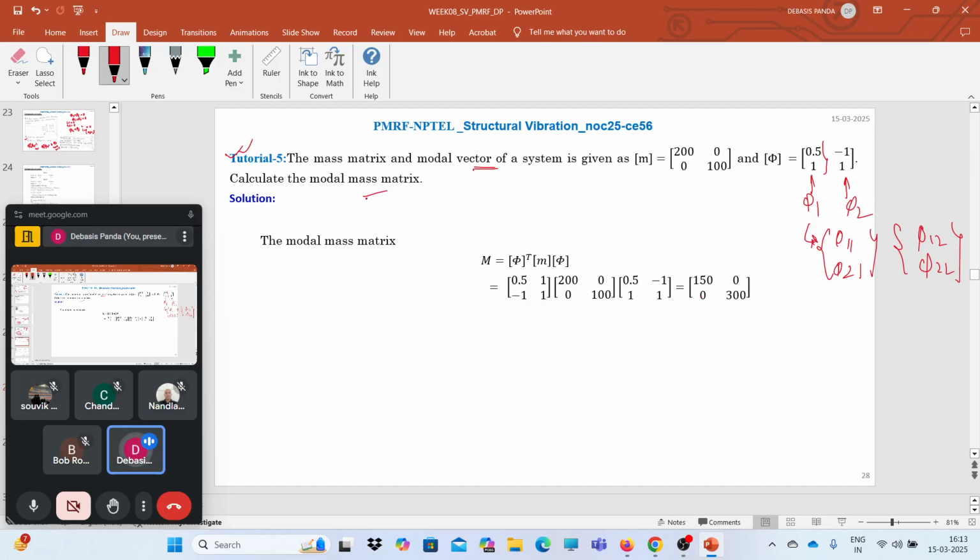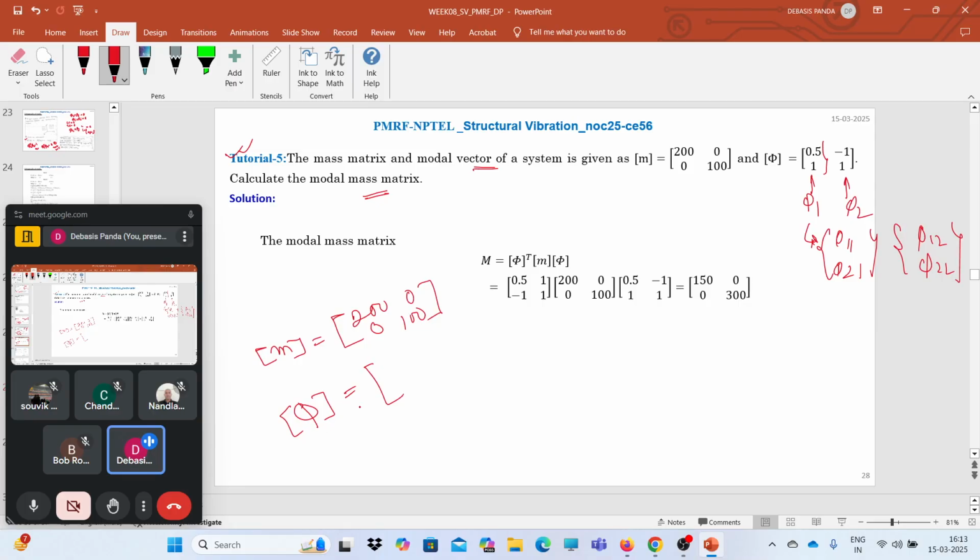Now calculate the modal mass. That means you need to normalize with respect to the mode shape matrix. So we have the mass matrix M, 200 0 0 100, and we have the phi matrix.